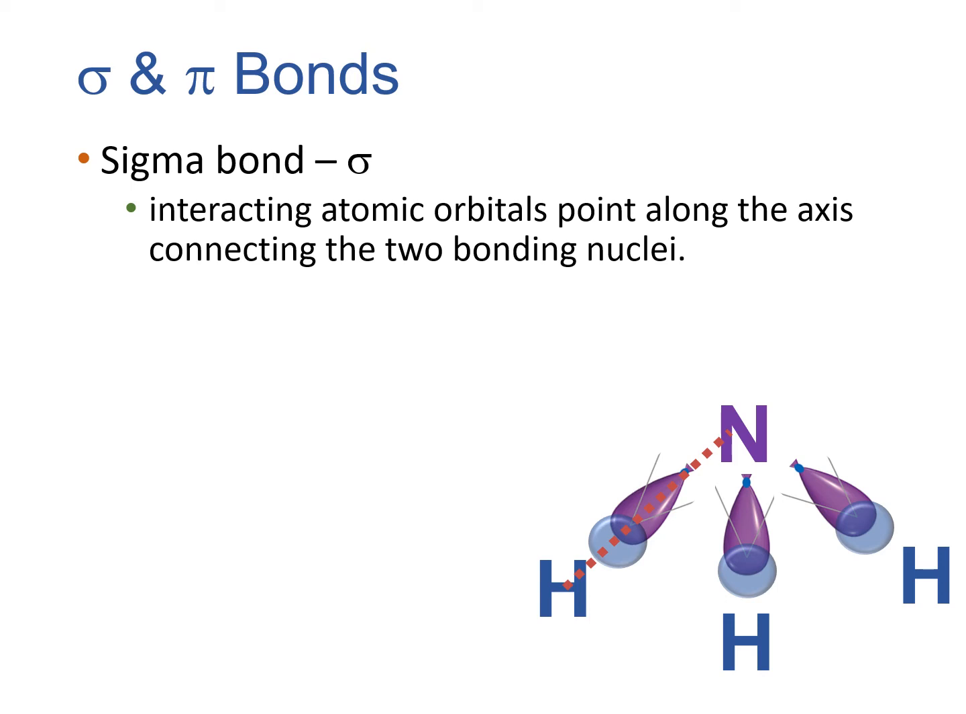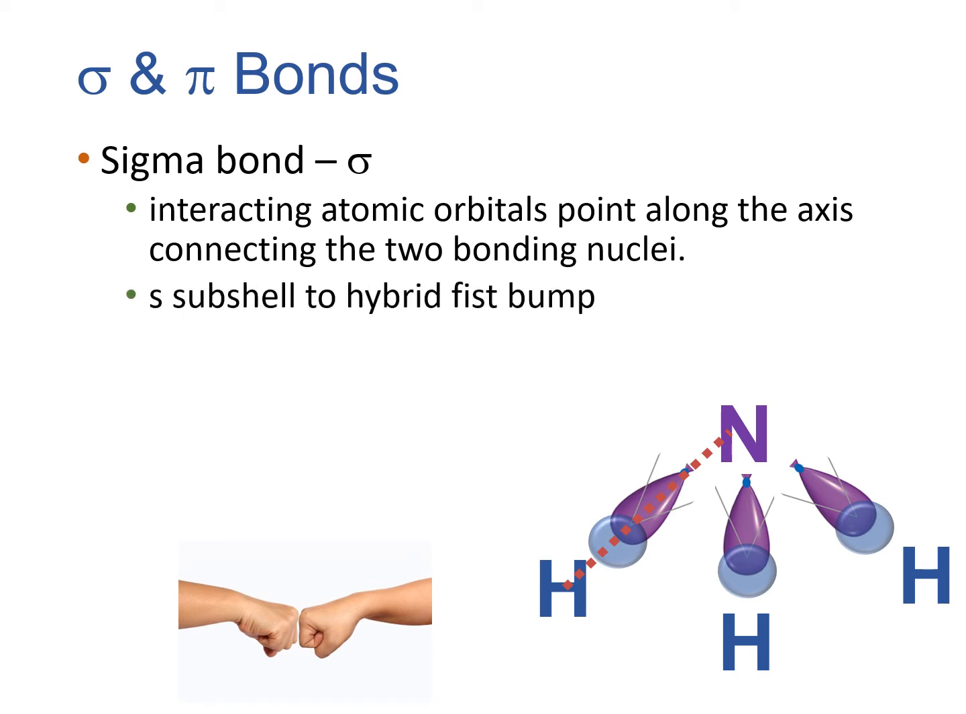So a sigma bond then is a bond that is happening along a particular axis, and we can actually think of it as 2 atoms coming together in something like a fist bump. They're meeting head on, fist bump, straight head on together. And we can get real specific when we talk about what's happening with nitrogen and hydrogen. We could say that it is the s orbital of hydrogen interacting with the sp2 hybrid orbital of nitrogen. So we could say that we have an s subshell to hybrid fist bump happening here.